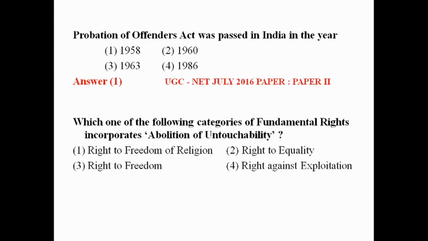Next question. Which one of the following categories of fundamental rights incorporates abolition of untouchability? Option 1, right to freedom of religion. Option 2, right to equality. Option 3, right to freedom. And option 4, right against exploitation. The answer is option 2, that is right to equality.